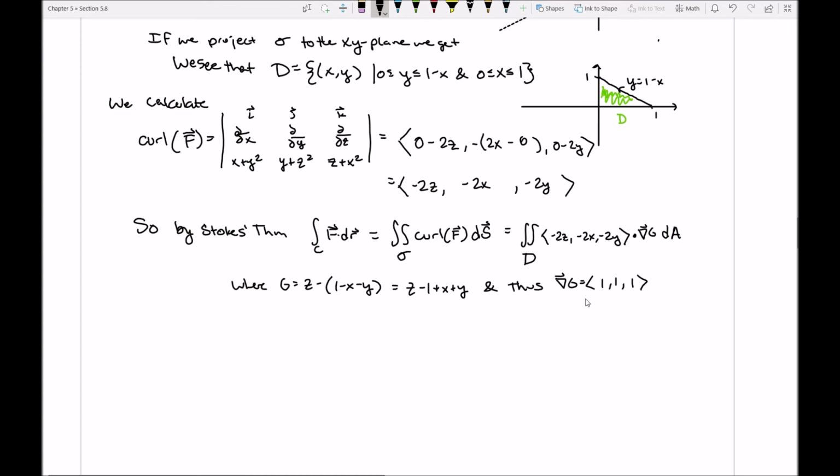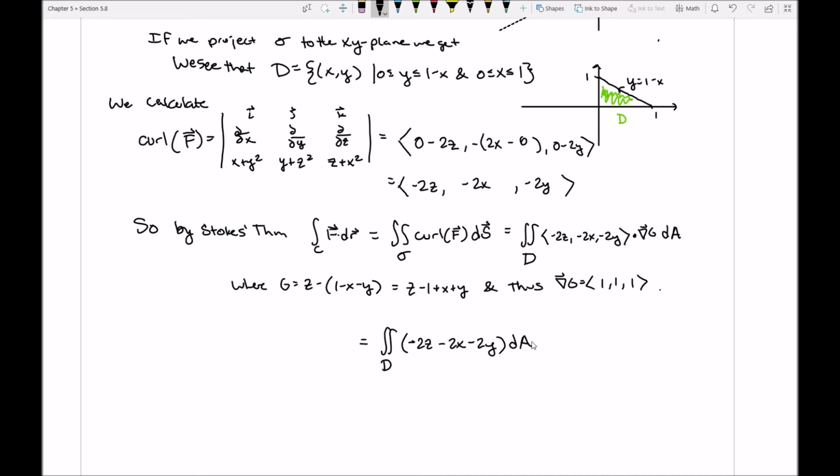So notice if I was to take this gradient g and dot it with my curl, this is actually going to be super, super simple. I'm going to just end up with a double integral over D of negative 2z, oops, not plus, but minus 2x and minus 2y dA. I have exactly what I need here.